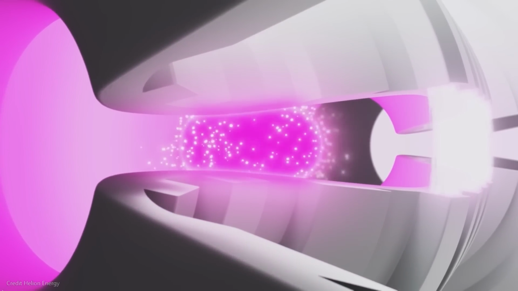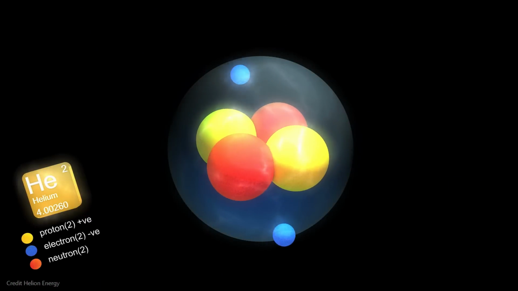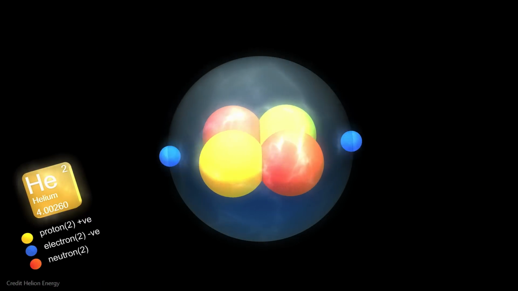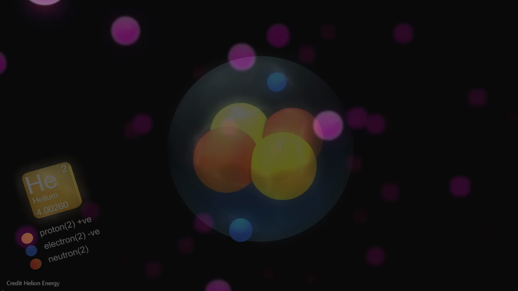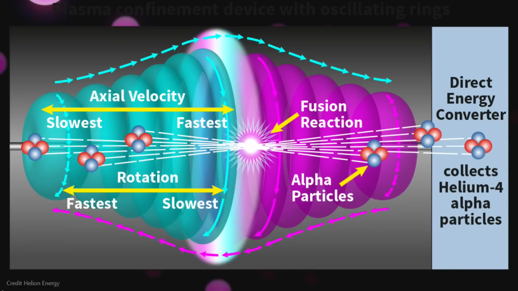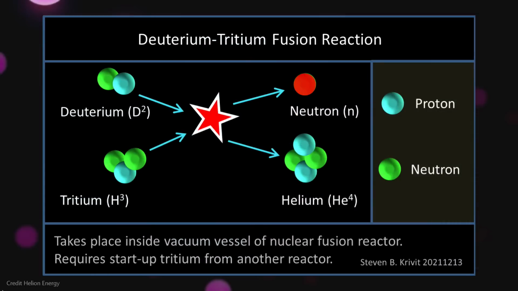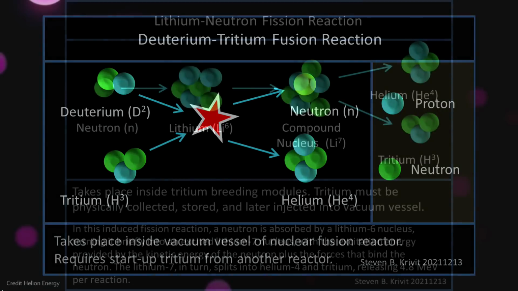Direct energy conversion. The fusion produces high-energy helium nuclei, also called alpha particles, and neutrons. The alpha particles are confined by the magnetic field, and their kinetic energy is converted into electricity directly. No need for water or steam or turbines. The neutrons, which are not confined by the magnetic field, can be used to breed very valuable isotopes through reactions with a lithium blanket surrounding the fusion chamber.